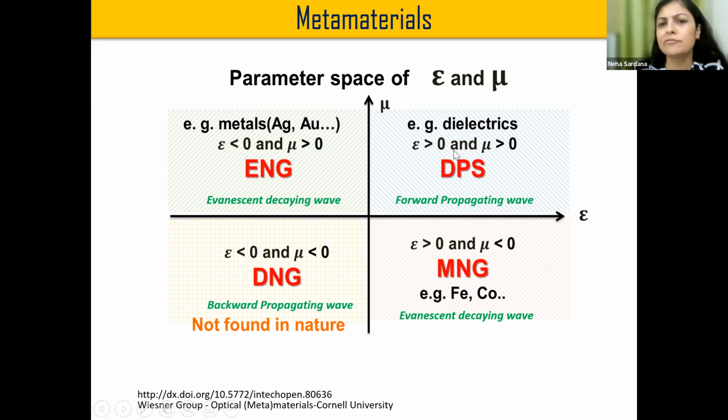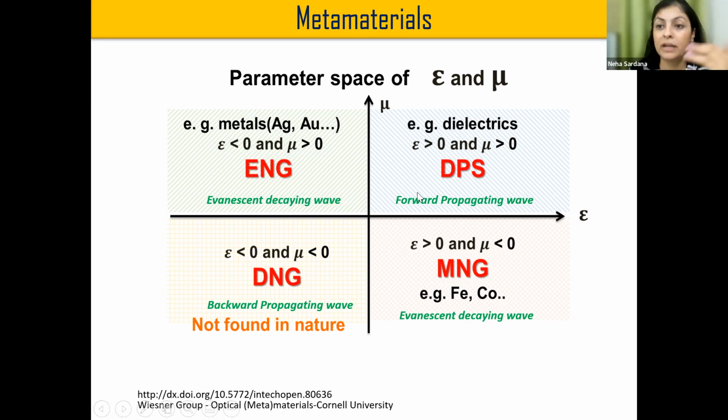All these three kinds of materials are easily found in nature. But when mankind was looking for materials where epsilon is negative and mu is negative, that is, double negative materials, which will have a backward propagating wave, not a forward propagating wave like the dielectric, these are not found. And how can these be made?